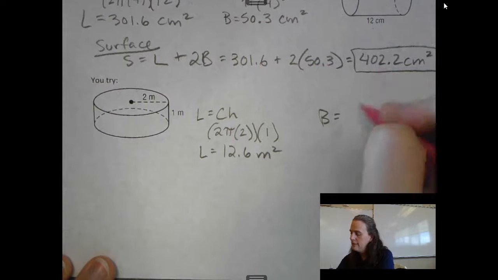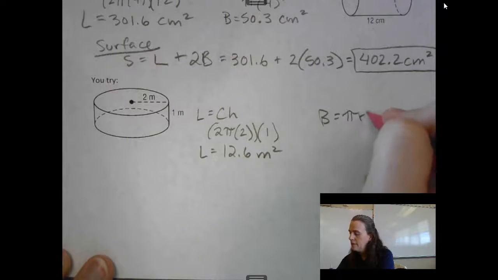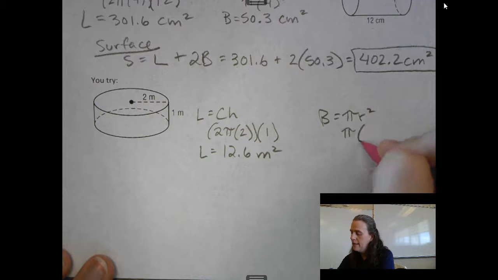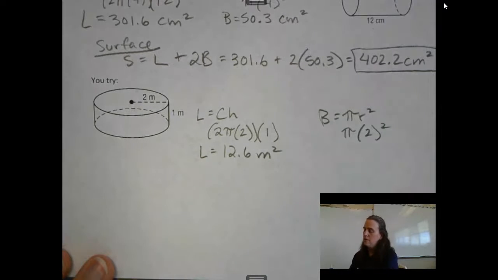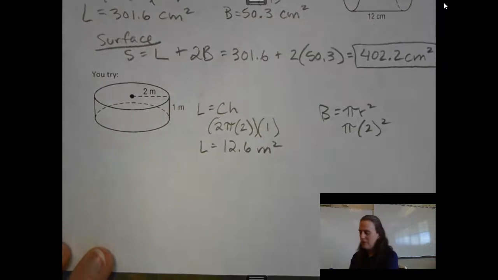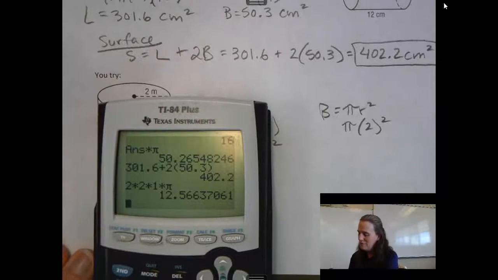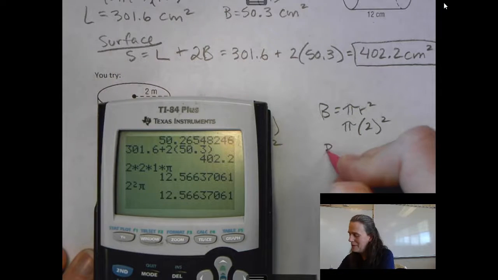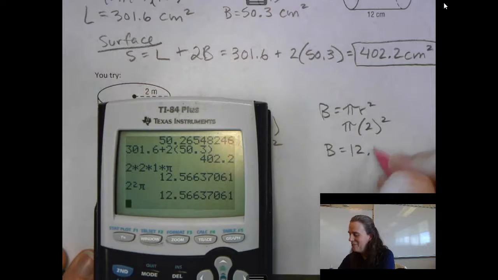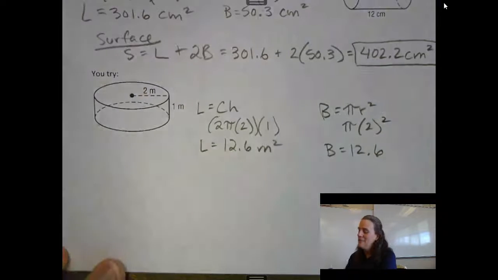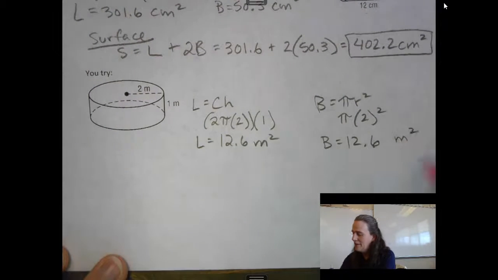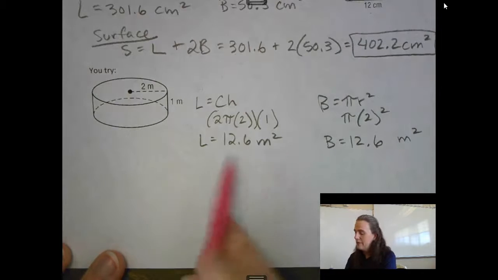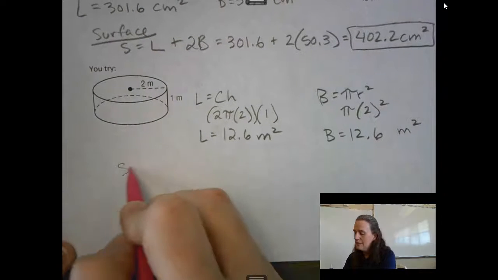All right, the base. So pi r squared, pi, and our radius was 2. That sure looks familiar, doesn't it? 2 squared is 4 times pi. We got the exact same number. 12.6 meters squared. Okay, that's not a mistake. That really is true.